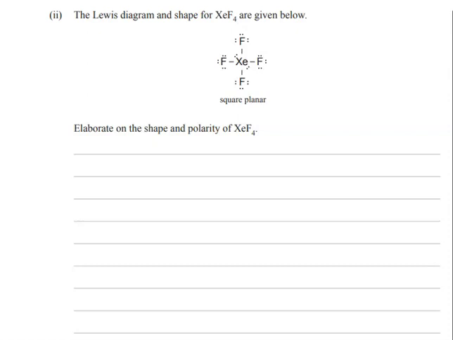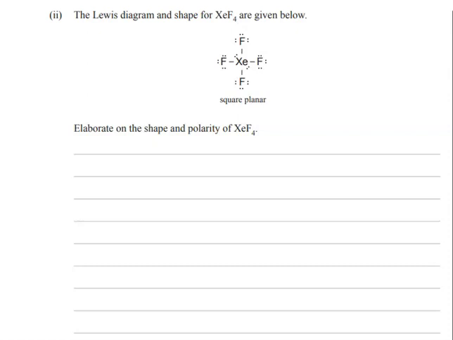Now, I'll come back to the polarity a bit later, but just expanding on the shape, you've already been given the shape, but the question is to explain why. When you see elaborate written in an exam question, what it's actually asking you to do is tell me everything you know about this stuff. Okay, so if we're talking about xenon tetrafluoride, we're going to start off with the same sorts of things.